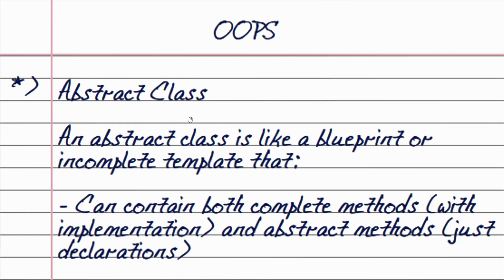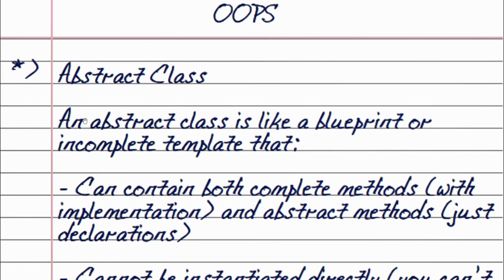In the previous video we saw an overview of abstraction: what is abstraction, how we can achieve it, and why we use it. It is just an overview. We can achieve abstraction in two ways: abstract class and interface. In this video we are going to learn about the abstract class.